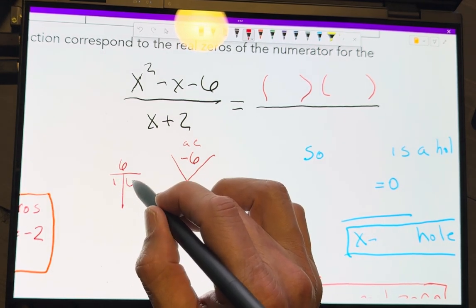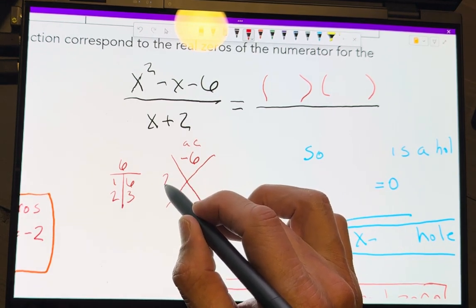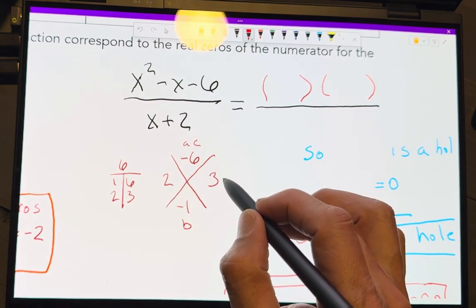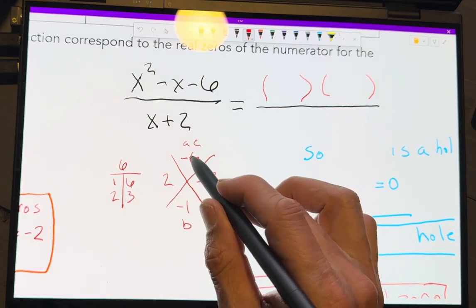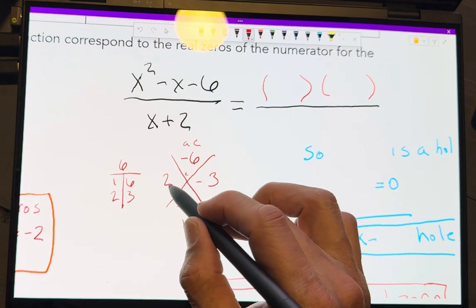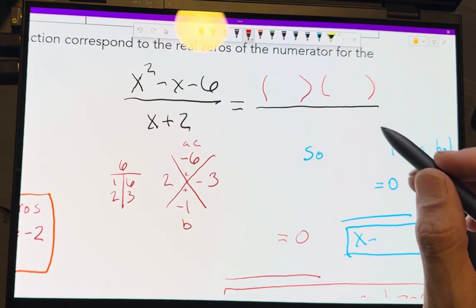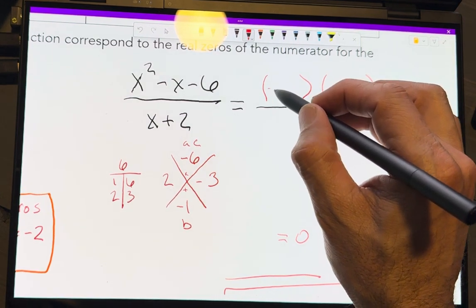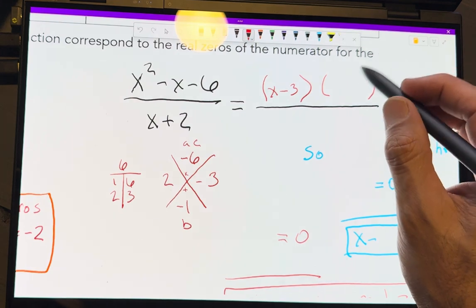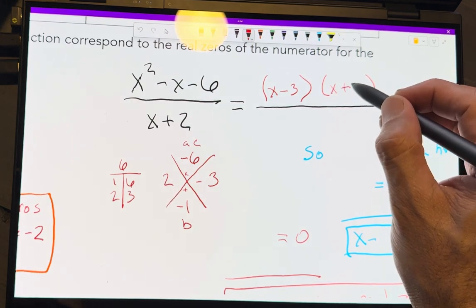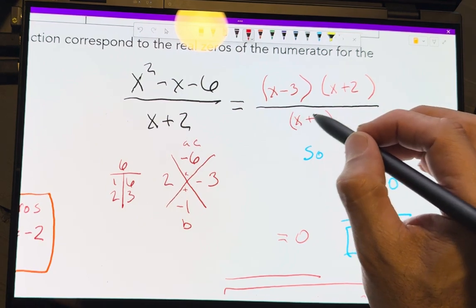So let's go back to 6. We got 1 and 6 and 2 times 3. So 2 times 3 is 6. 2 times negative 3 is negative 6. And 2 minus 3 is negative 1. So we have our two quantities now. X minus 3 and x plus 2. And let's bring this x plus 2 in the denominator.